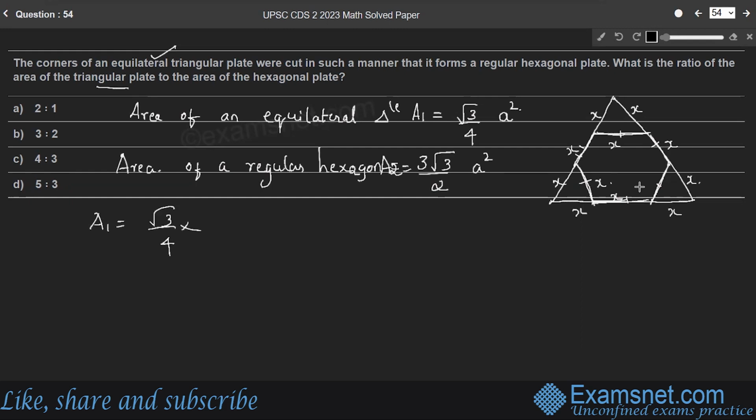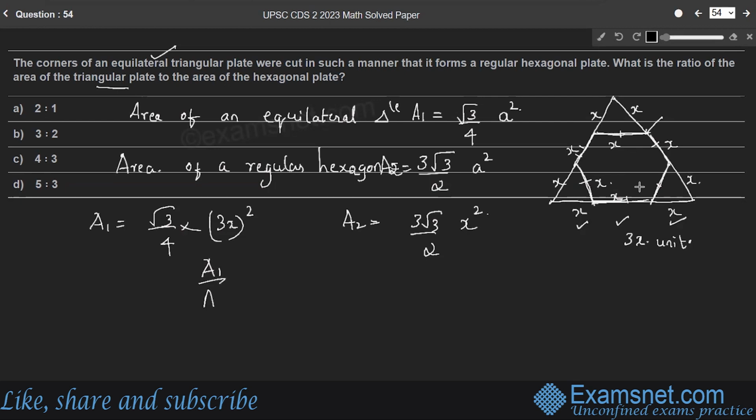What is the side of the equilateral triangular plate? It is x plus x plus x, right? The side is 3x units. The side of the triangular plate is 3x units. Therefore the area is root 3 by 4 into 3x whole square, whereas A2, the area of the regular hexagon, is 3 root 3 by 2 into x square, since each side of the regular hexagon measures x units.